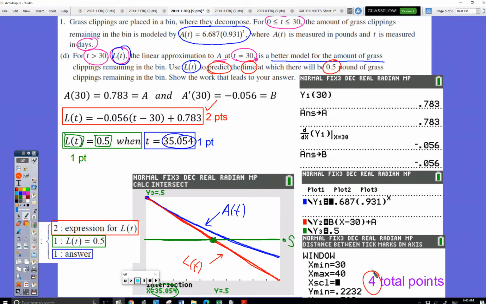So how do we find the equation for L? We have to find the slope of A right here at 30. We use our calculator to do that. And remember, you've got to store values. Don't just write them down. So I went and found the derivative of A at day 30. Found that. Stored it in B.